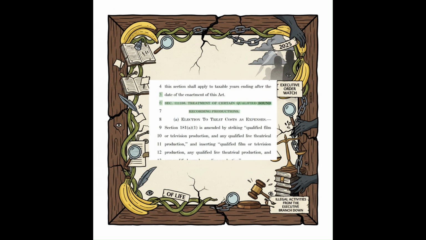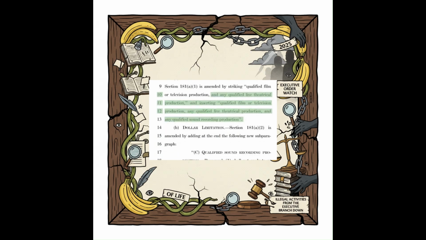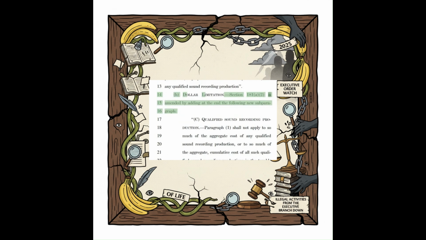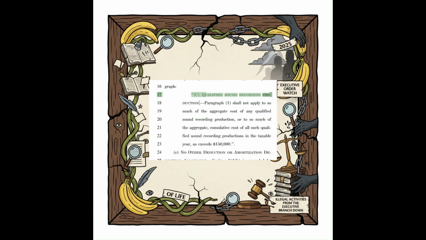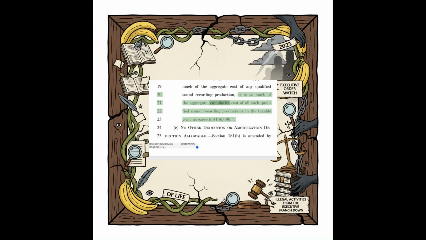Treatment of certain qualified sound recording productions. Section 181 is amended by striking qualified film or television production and any qualified live theatrical production and inserting qualified film or television production, any qualified live theatrical production, and any qualified sound recording production. DL. Section 181 is amended by adding at the end the following new subparagraph. Qualified sound recording production. Paragraph shall not apply to so much of the aggregate cost of any qualified sound recording production, or to so much of the aggregate cumulative cost of all such qualified sound recording productions in the taxable year, as exceeds $150,000.